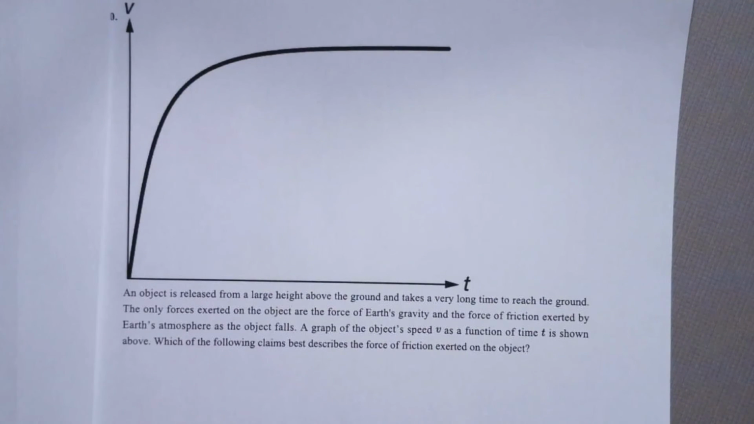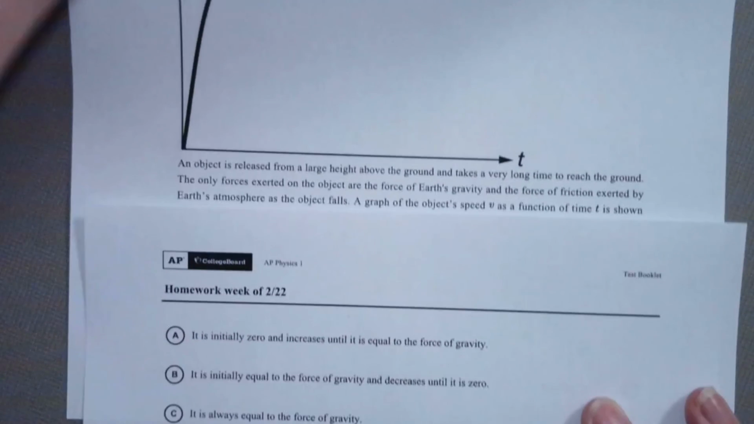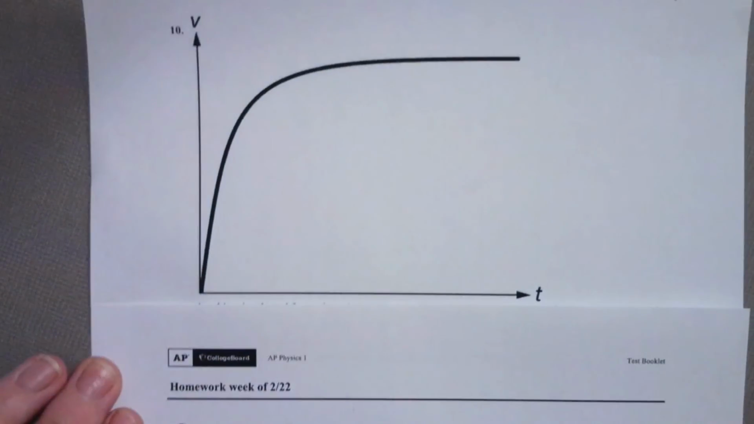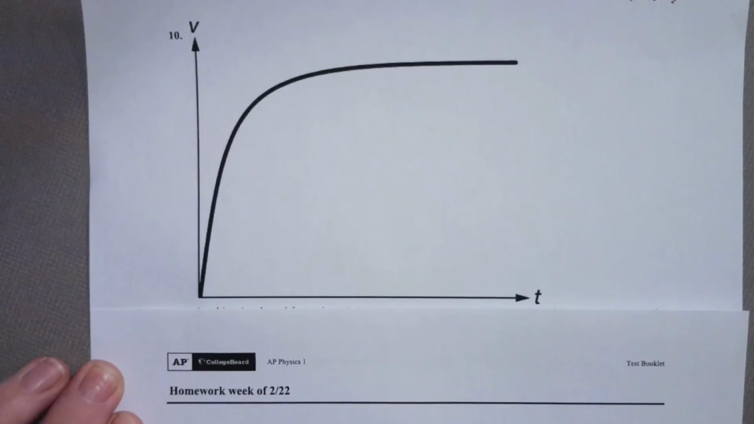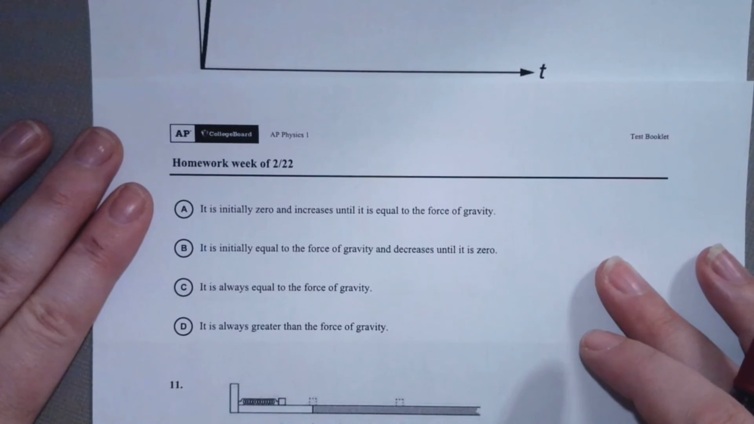Let me show you guys the answers here. So it says that it is initially 0 and increases until it's equal to the force of gravity. It's initially equal to the force of gravity and decreases until it is 0. It's always equal to the force of gravity. It's always greater than the force of gravity.